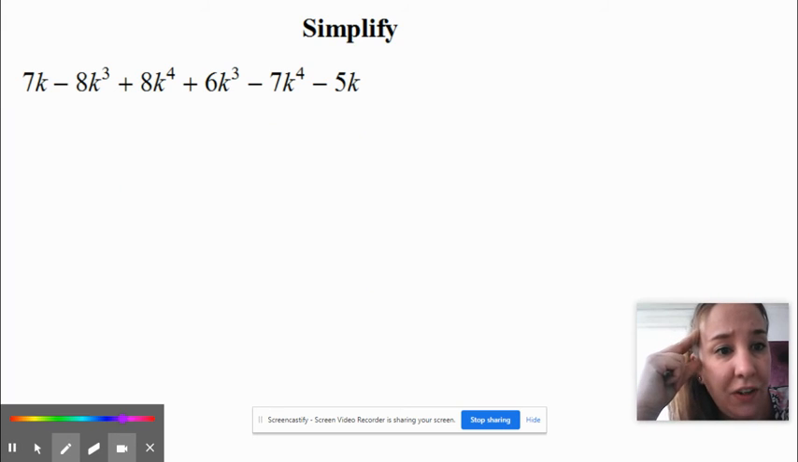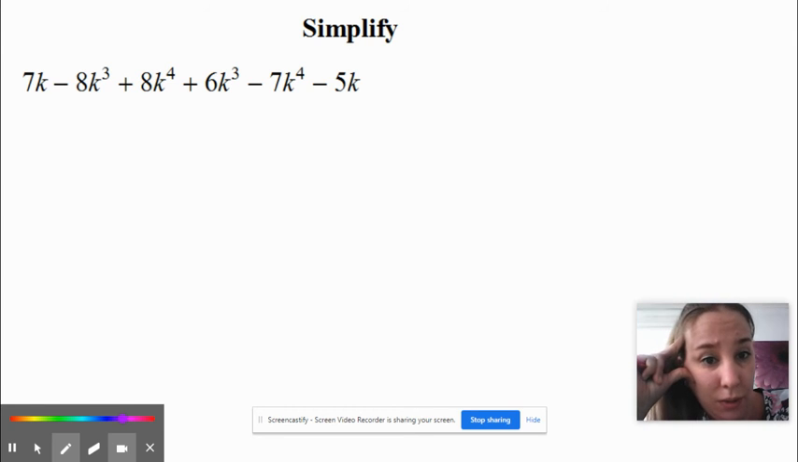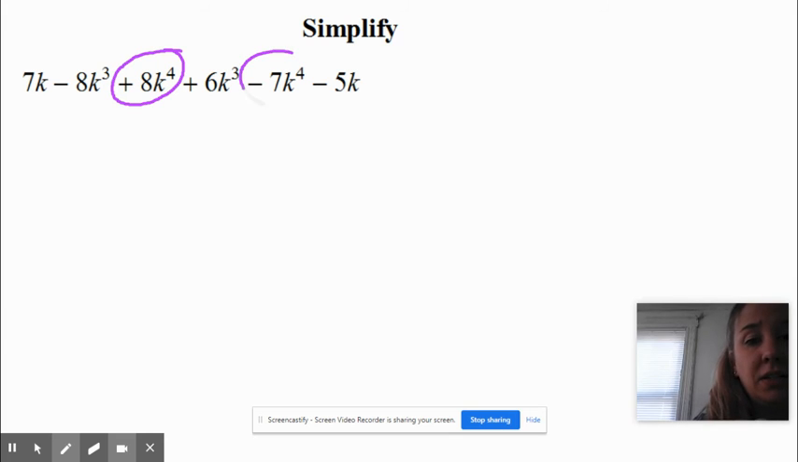Right? So it's easy to look at this and feel a little scared because it looks really weird, but that's cool. Let's take a look. What's our highest exponent? 4. So we're going to start again with our k to the 4ths. I have 8k to the 4th. I like to circle them and cross them out. Everybody has their own strategy. 8k to the 4th minus 7k to the 4th is 1k to the 4th. But we don't really write ones in our final answers.